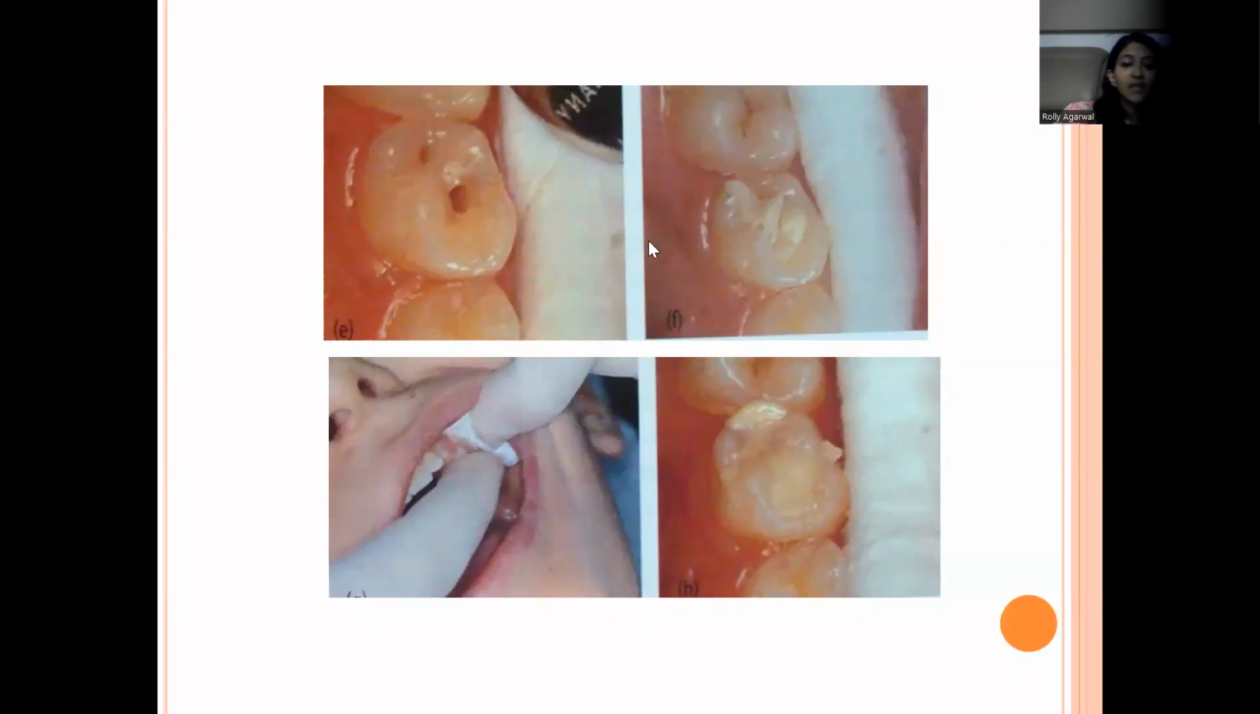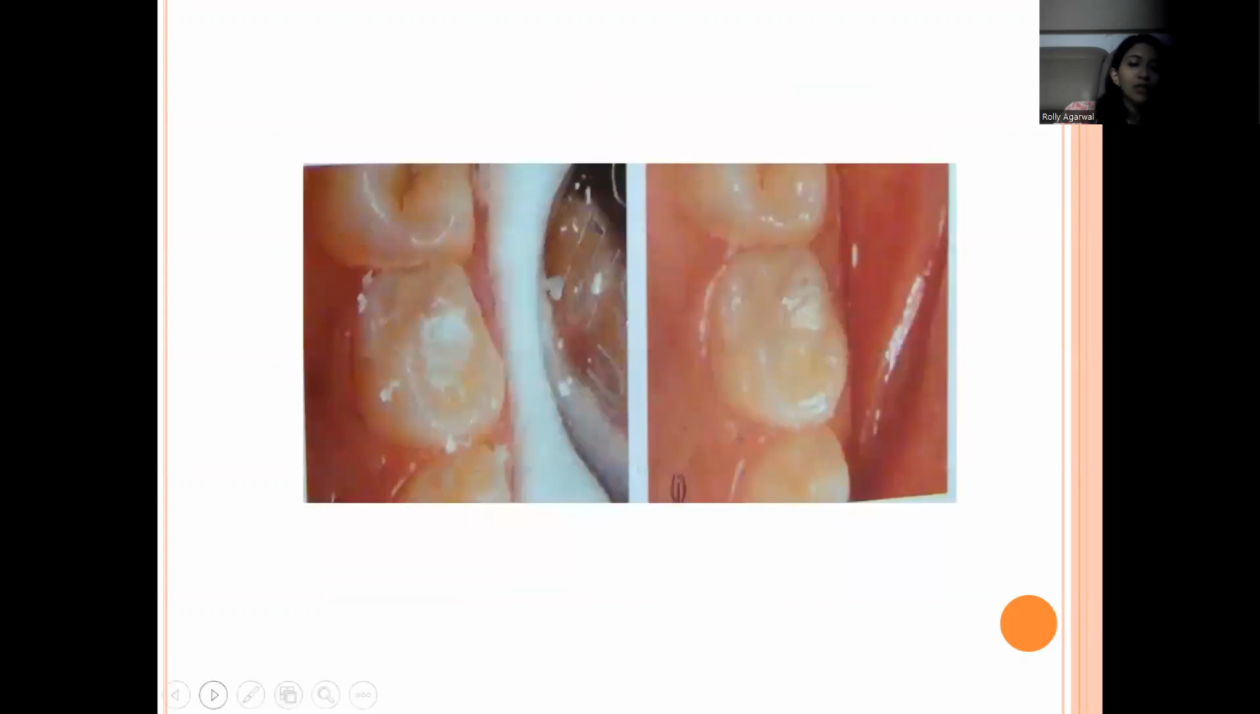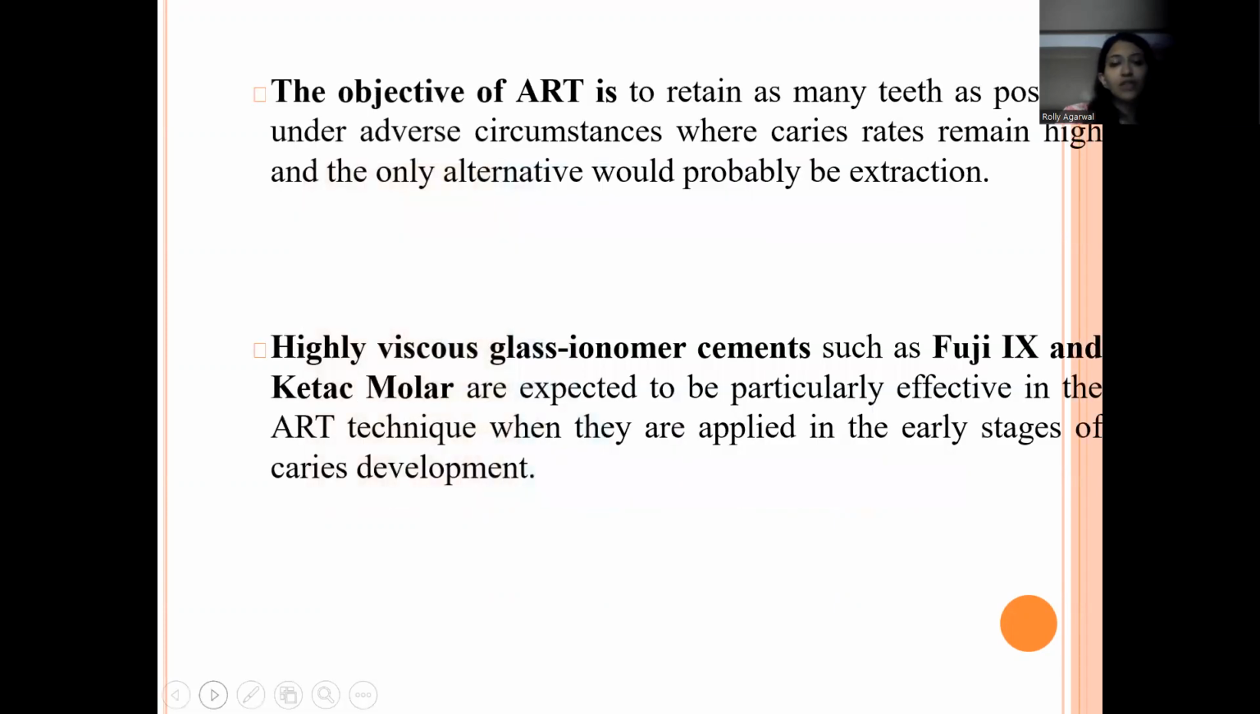So these are some of the cases which have been treated by placement of the glass ionomer cement. It has good biocompatibility. So even when the cavity is closer to the pulp, you can place the glass ionomer cement as an independent restorative material or in association with the sandwich technique.